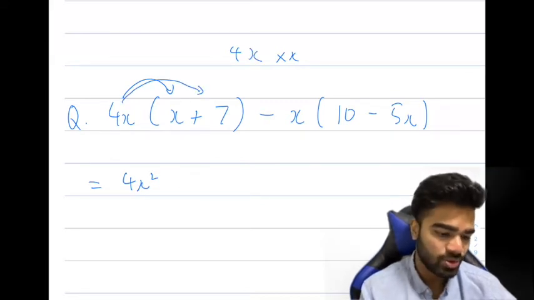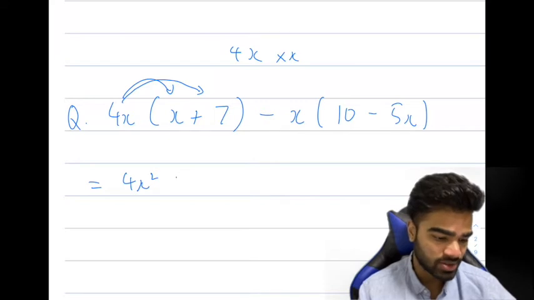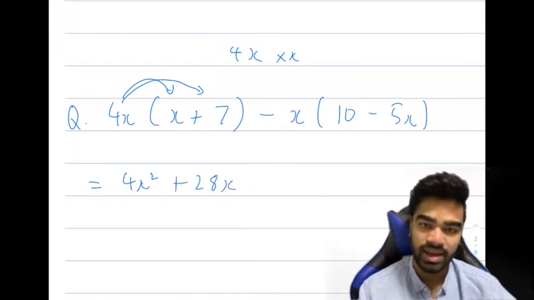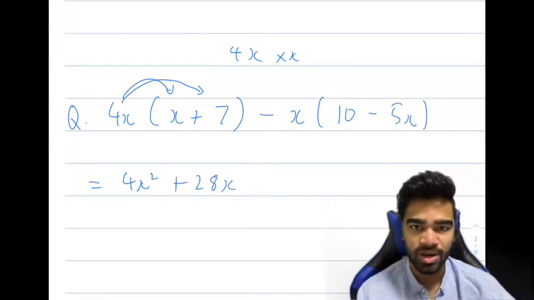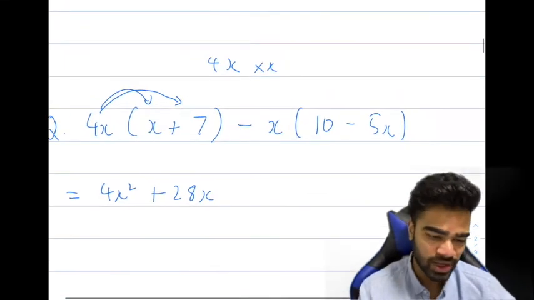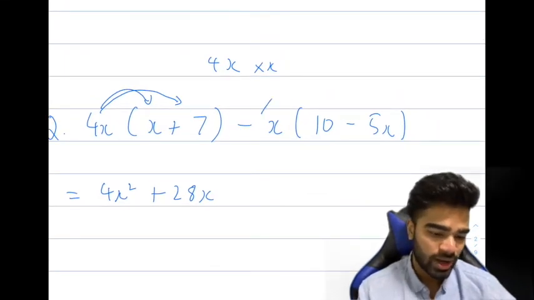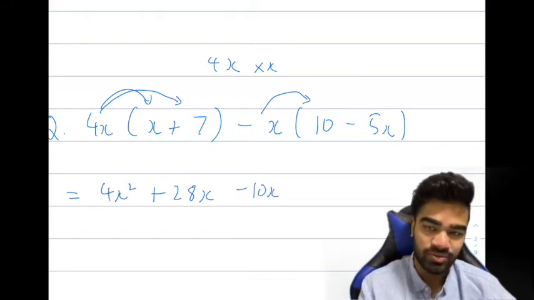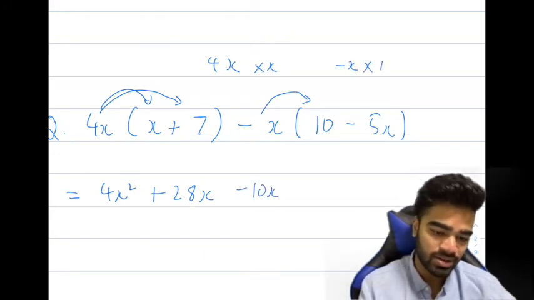Okay, then you go, what's 4 times 7? 4x times 7 is going to be plus 28x. Okay, so you don't have to write the whole multiplying thing. You can do it shortcut. I'll do the shortcut from now on. So you can do -x times 10 is -10x. Again, if you do the long way, it'll be -x times 10.